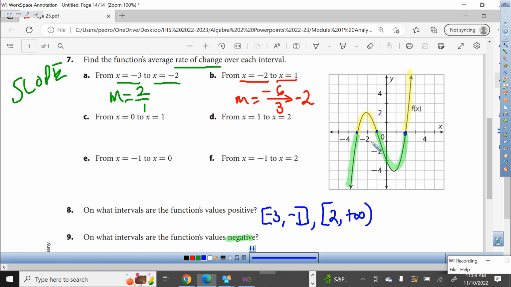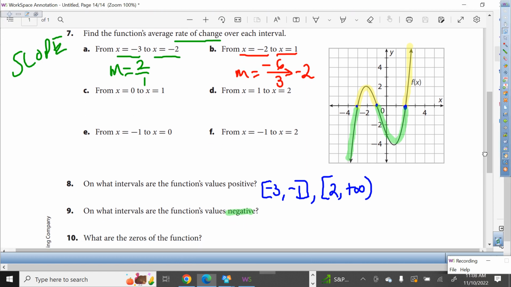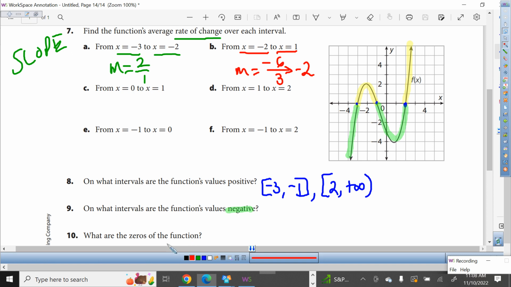Okay, where is this graph crossing the x-axis? It's crossing, oh, sorry, move this up. The graph's crossing there. So these are my zeros, where the graph crosses the what? The x-axis. So it crosses at x equals -3. Where else? x equals -1. And where else? x equals 2. Those are known as my zeros.